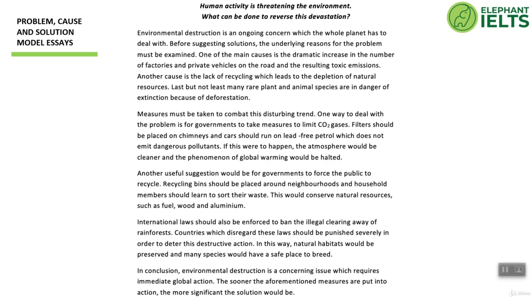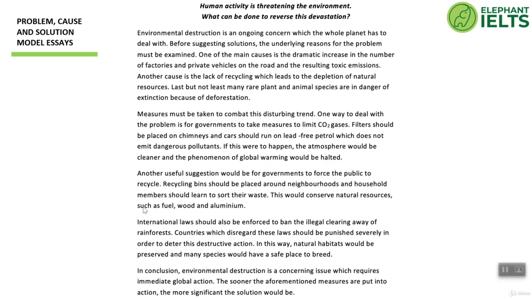Another cause is the lack of recycling, which leads to the depletion of natural resources. Last but not least, many rare plant and animal species are in danger of extinction because of deforestation. So you can see 3 causes of the problem, and they're all because of human activity. So now we're going to take each of these causes and see how we're going to combat them.